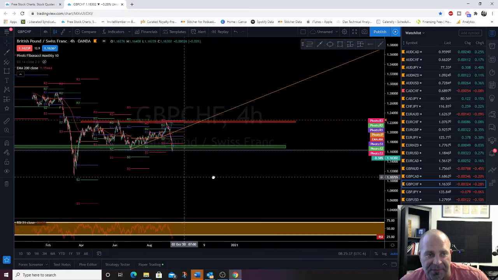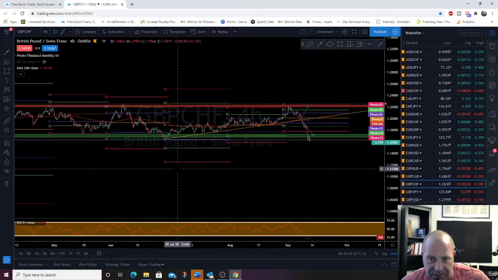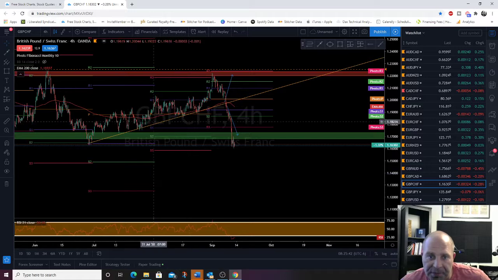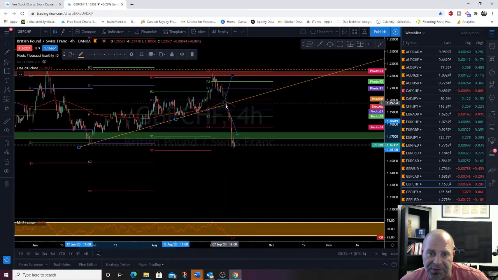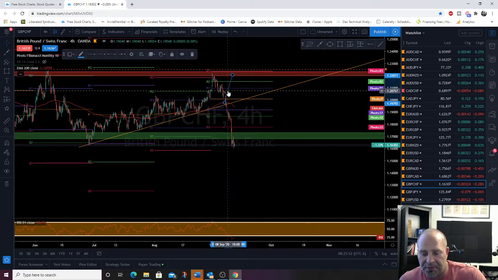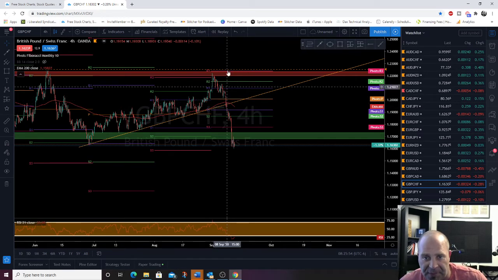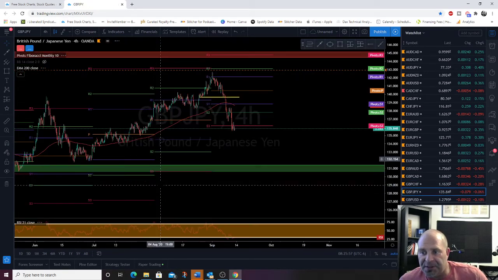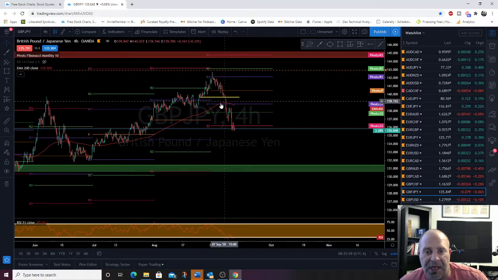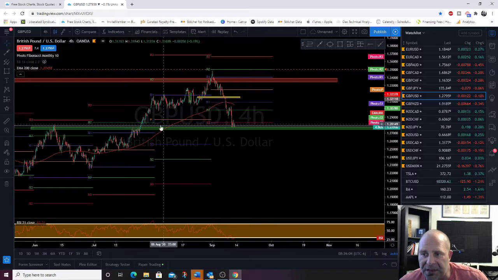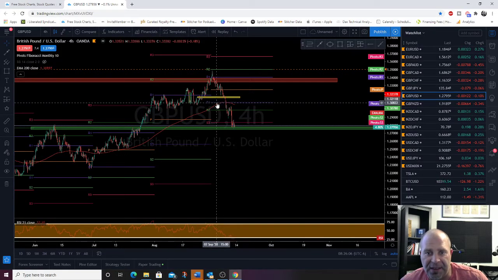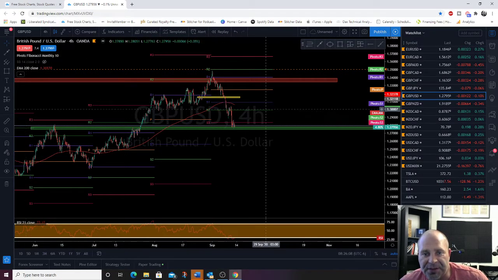GBPUSD, again, same kind of look. All these pairs are starting to look the same. Great trend line break here, right? Broke the trend line. You could have shorted this forever. And you can see last Sunday, we were like, if it bounces, phew. GBPJPY, kind of the same thing. GBPUSD, same thing, right? GBP is just getting crushed right now.